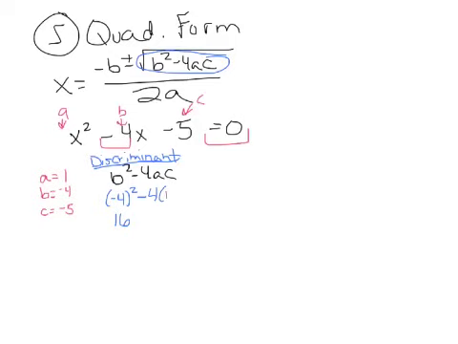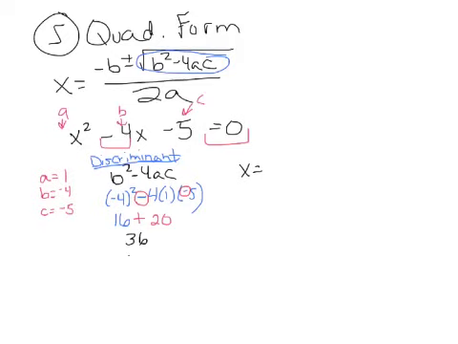Minus 4 times 1 times negative 5. Here, be really careful with this negative sign and this negative sign. They cancel out, becoming a positive. 4 times 1 times 5 is 20. So here I get 36. When I look at the quadratic formula, I know that it's going to have two solutions because I end up with a positive value for the discriminant.